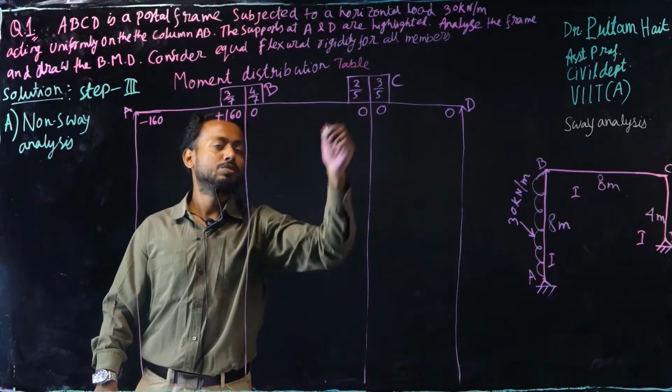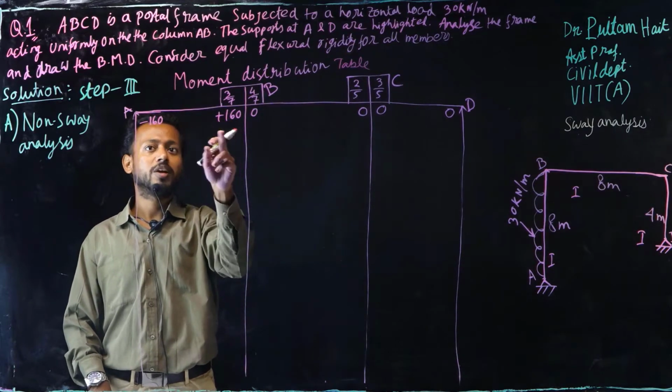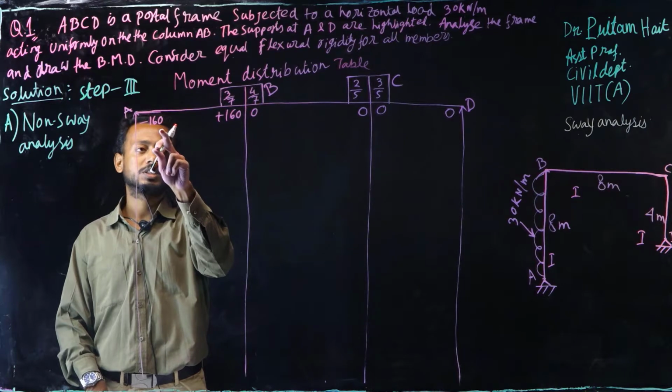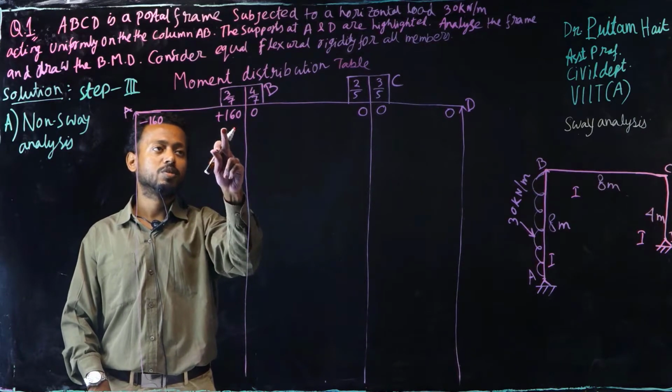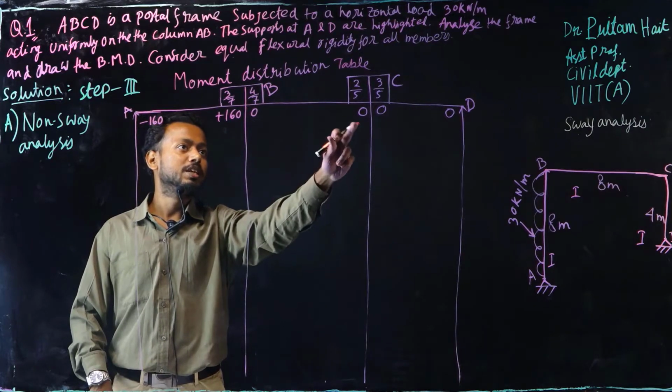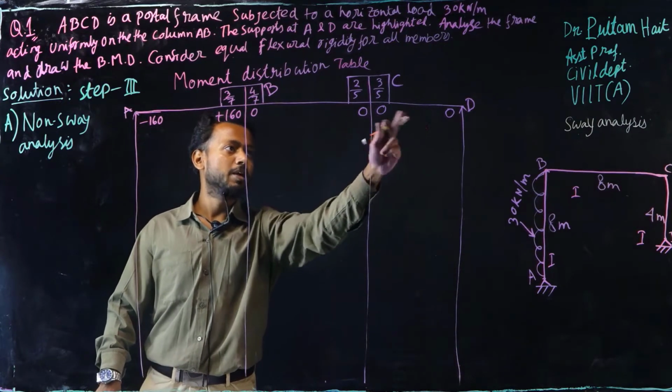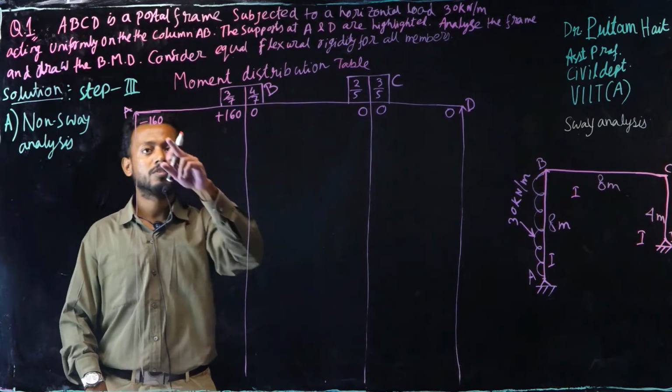So in the moment distribution table I have written the fixed end moments. MAB was minus 160 kilonewton, MBA was plus 160 kilonewton, and the remaining MBC, MCB, MCD, MDC were 0. So I have written here.